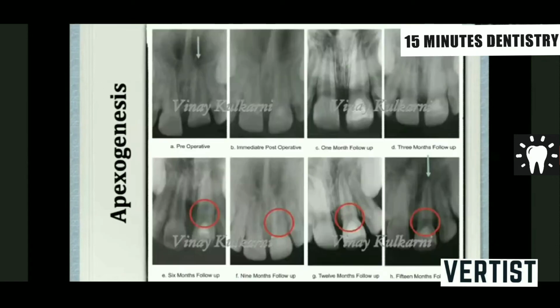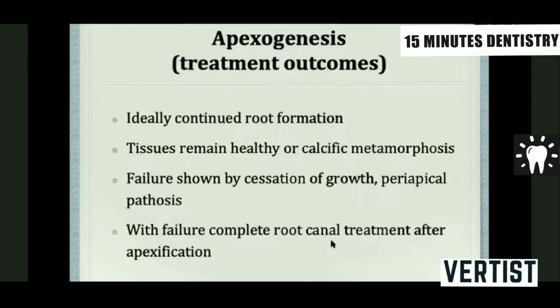This is one of the cases which I am going to show you: a pre-operative radiograph of an open apex, traumatized, pulpally involved tooth. It was pulpotomized, and you can see that there is continued root development. You can see the calcific bridge which has been formed, and after a 15-month follow-up, you can see the apex is closed and there is continued root development.